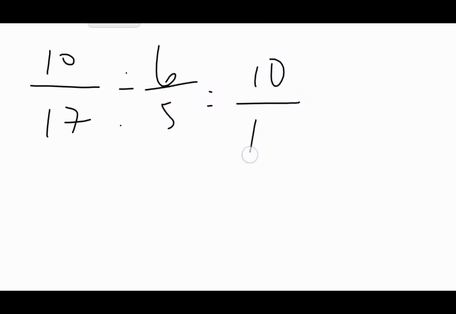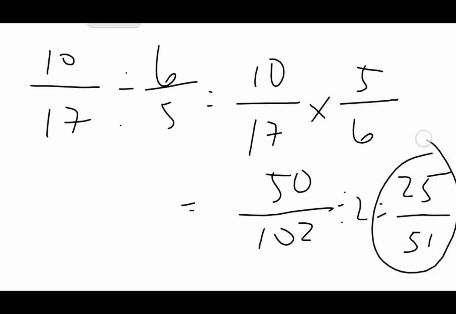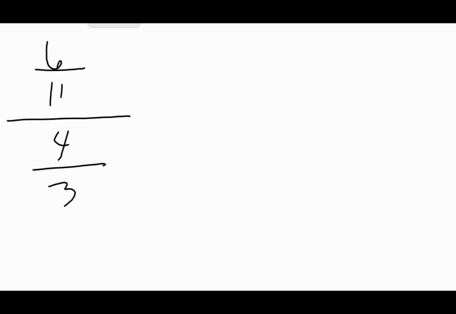So keep, change, and flip. That's 50 over 102. So since divisible man siya by 2, that's 25 over 51. Another example, how about this one? 6 over 11 divided by 4 over 3.